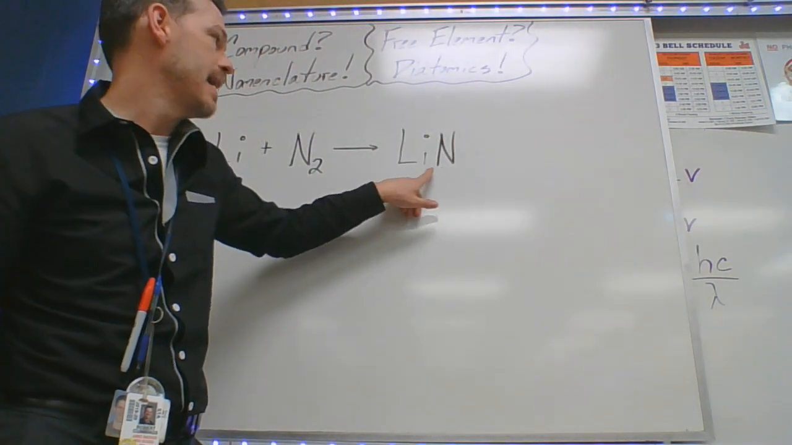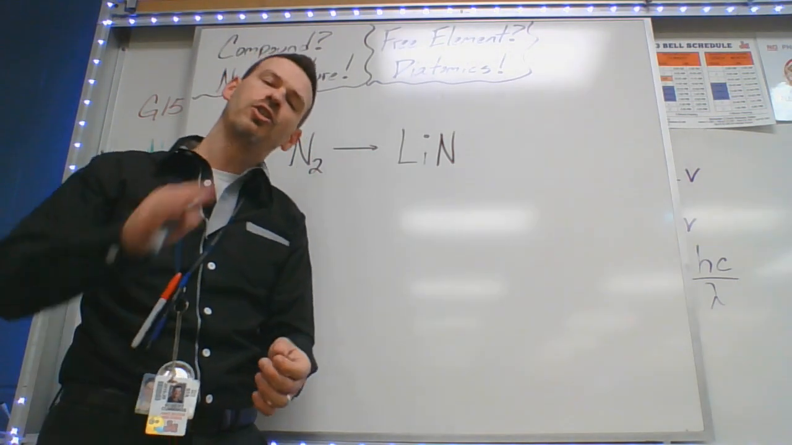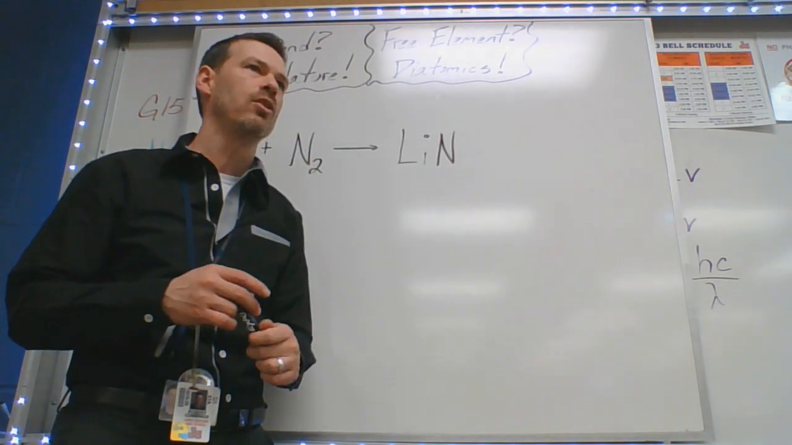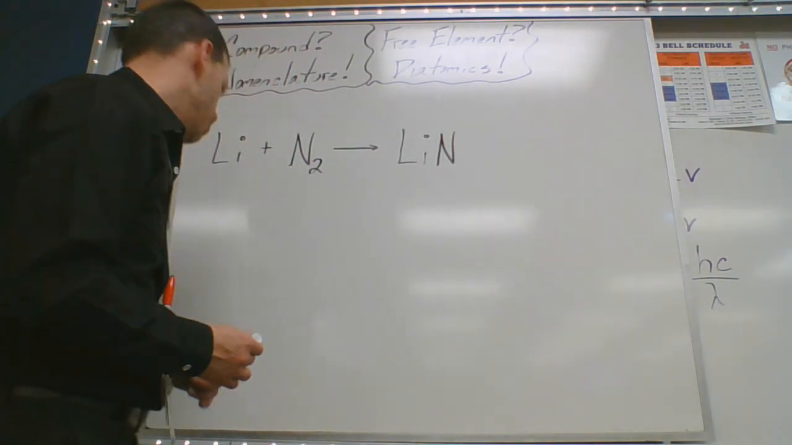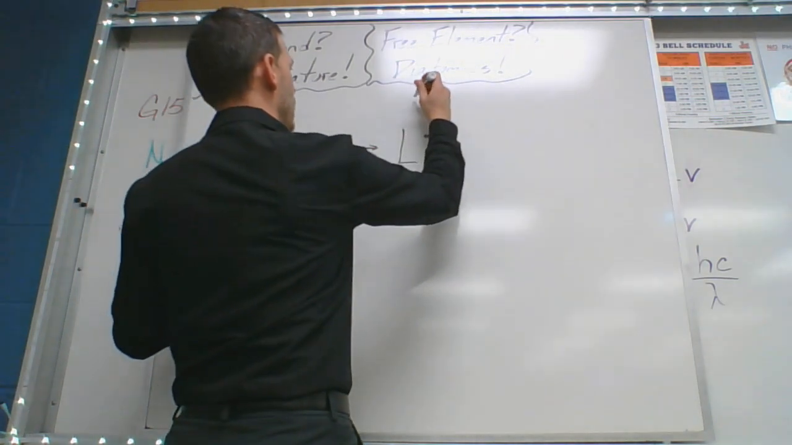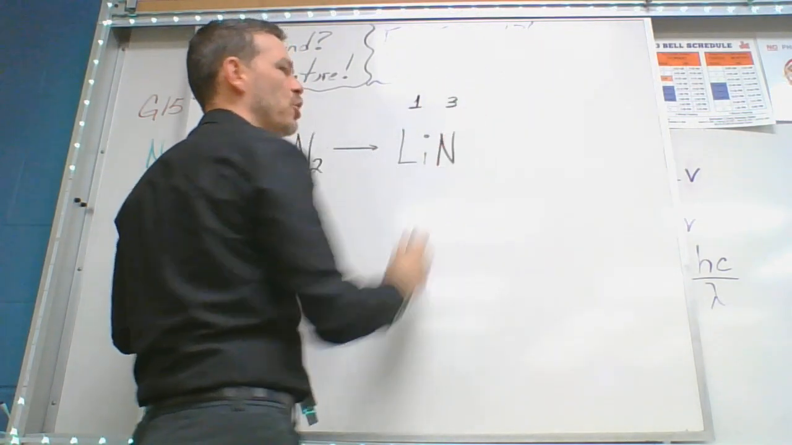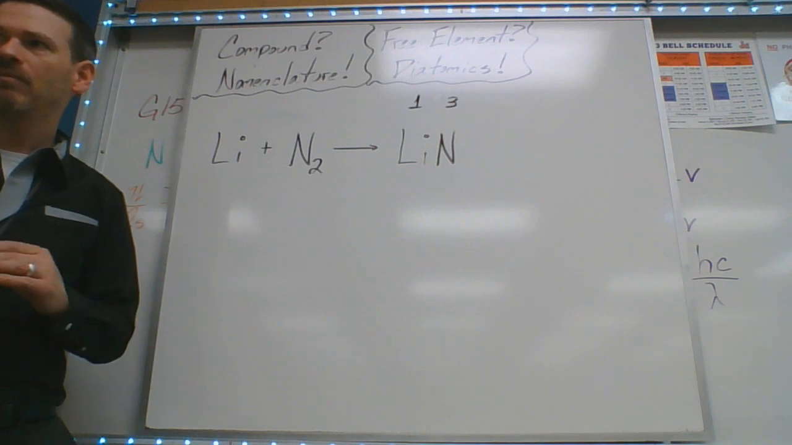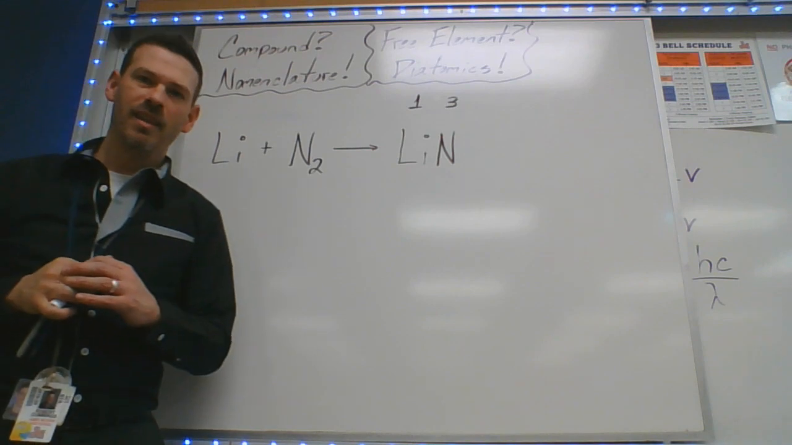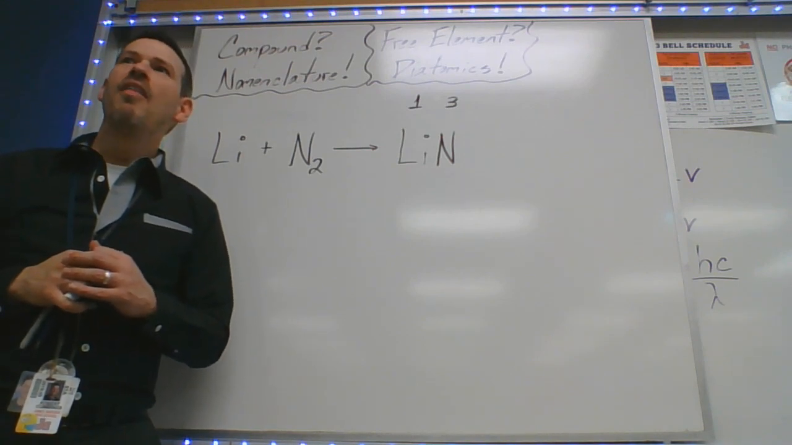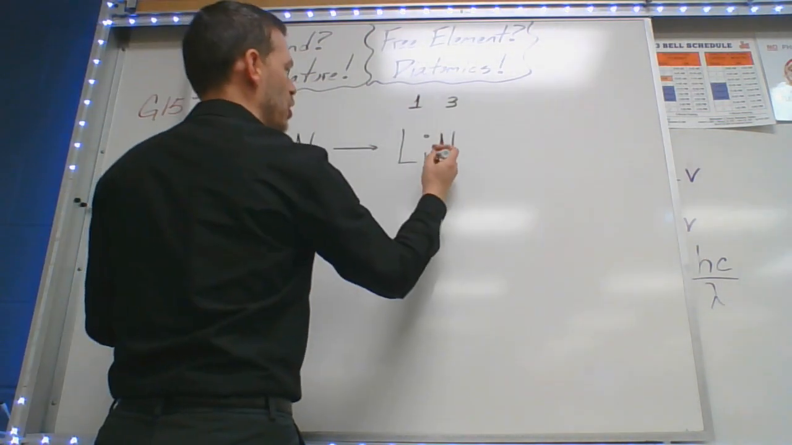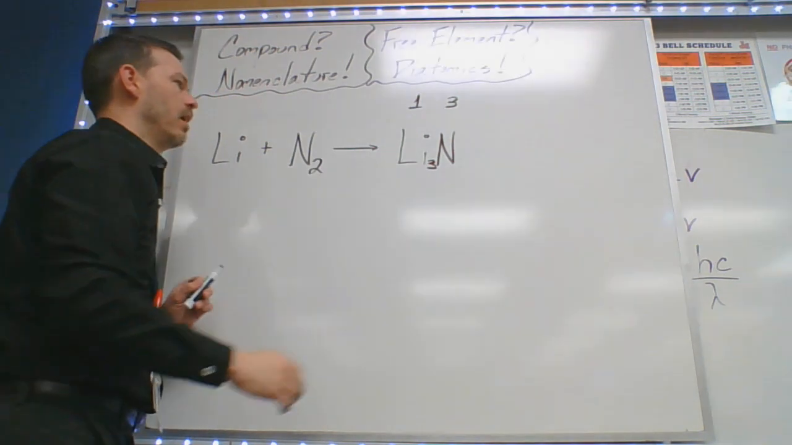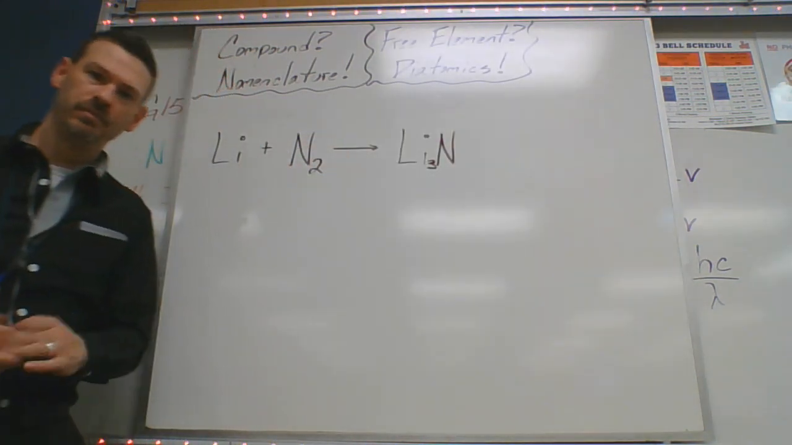Lithium is metal, nitrogen's nonmetal, so check the charges. So you can flip to the back of your packet if you need to, label your oxidation states if you need to, but when you do, you'll see that lithium is +1 and nitrogen is -3. They won't reduce, so cross them as is. The 1 goes to the nitrogen, the 3 goes there, and boom. We're done.